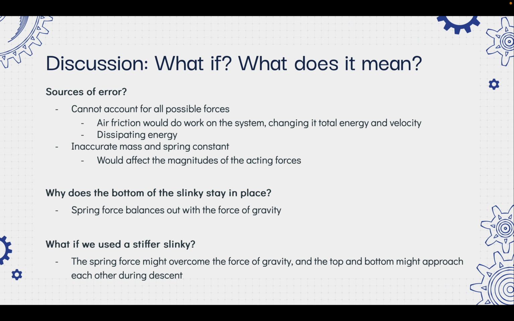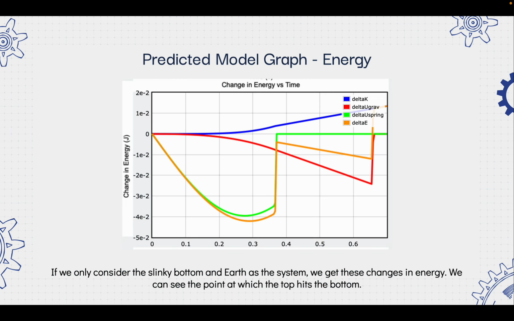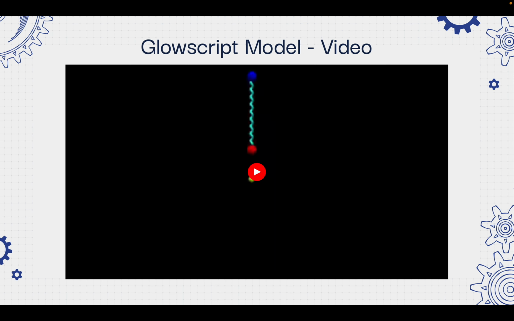So why does the bottom of the Slinky stay in place? Well, it's really because the spring force balances out with the force of gravity, as you can see here. Every other part of the spring is pulling up on the bottom of the spring, and it's also being pulled down by gravity, so those cancel out.